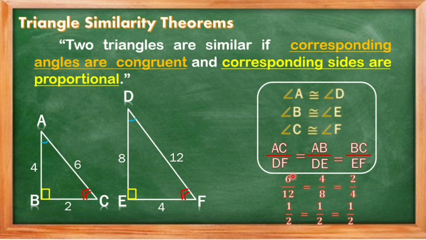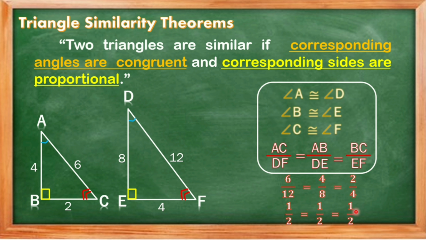Okay, so bakit 1 half? Kasi ang GCF ng 6 at saka 12 ay 6. So, i-divide lang natin yun. 6 divided by 6 is 1 and 12 divided by 6 is equal to 2. And also, yung simplified form ng 4 over 8 ay 1 half kasi ang GCF naman nilang dalawa ay 4. So, 4 divided by 4 is 1 and 8 divided by 4 is 2. Then, ganun din dito sa 2 over 4. So, ang lowest term or yung simplified form niya ay also 1 half. Kasi yung GCF naman nilang dalawa ay 2.